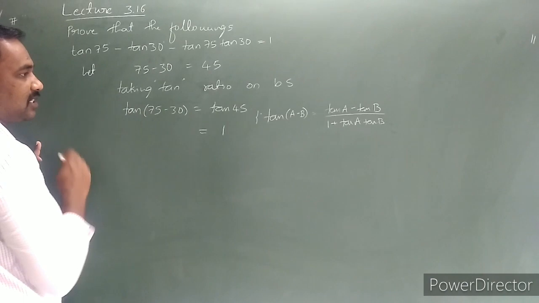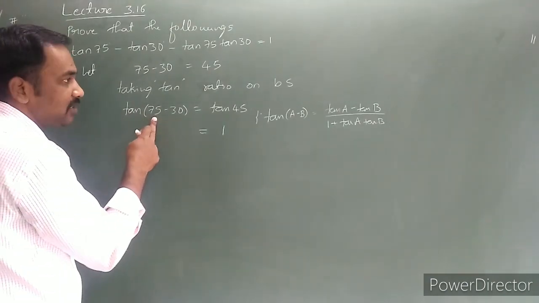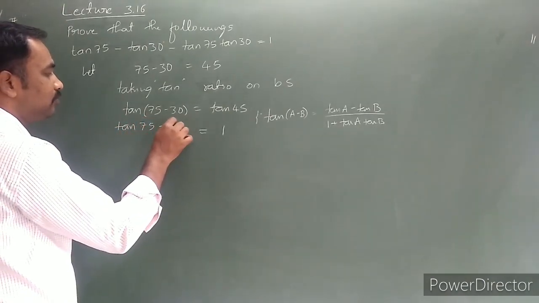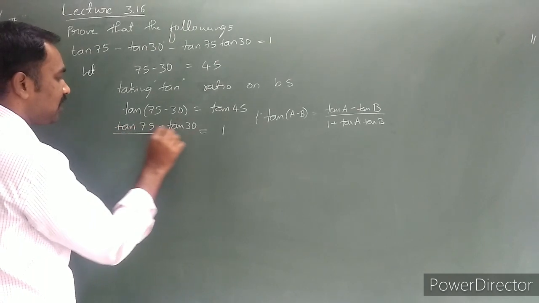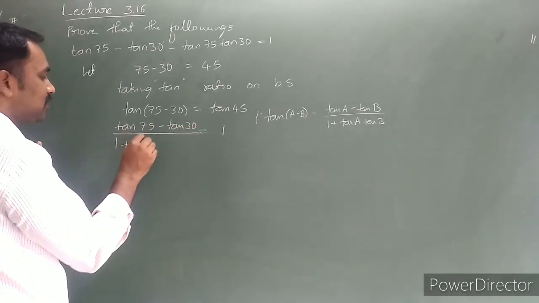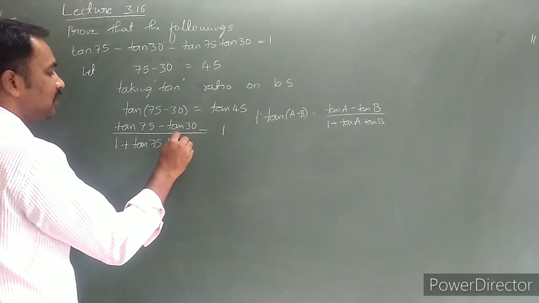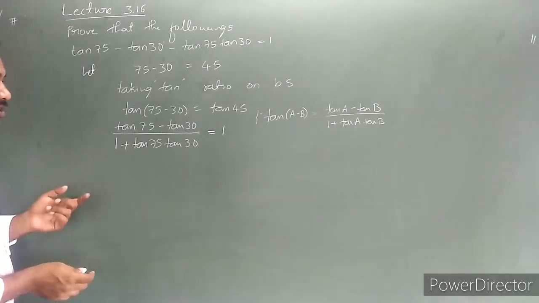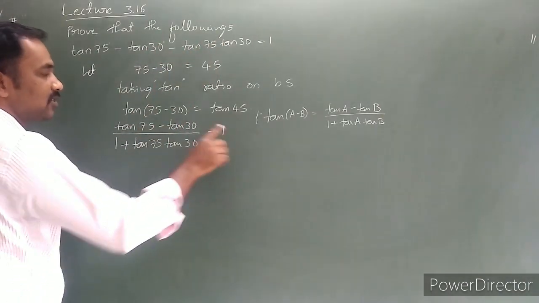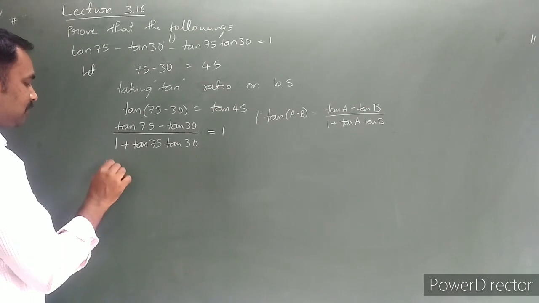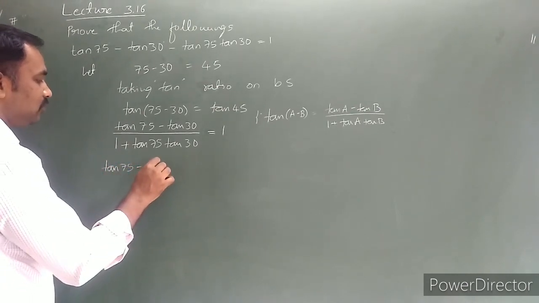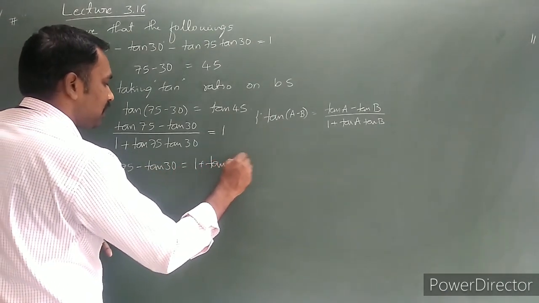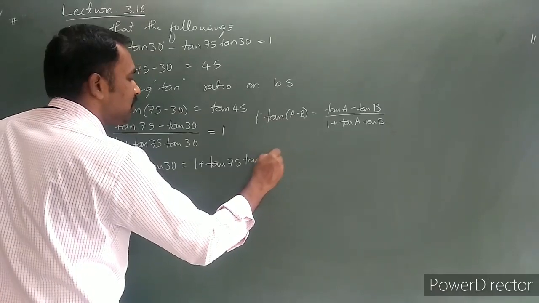Using that formula in the LHS, what happens? In place of A, 75, in place of B, 30 degrees. So what can I write? Tan of 75 minus tan of 30, whole thing divided by 1 plus tan 75 into tan of 30. Now, cross multiply. How to simplify further? We have to get the LHS equal to RHS. So cross multiply. What do we get? Tan of 75 minus tan of 30 is equal to 1 plus tan of 75 into tan of 30 degrees.